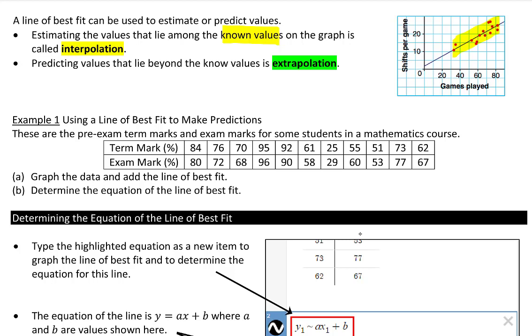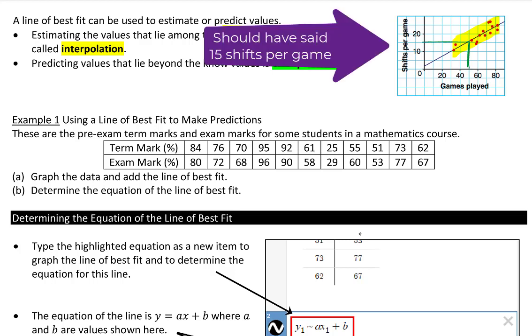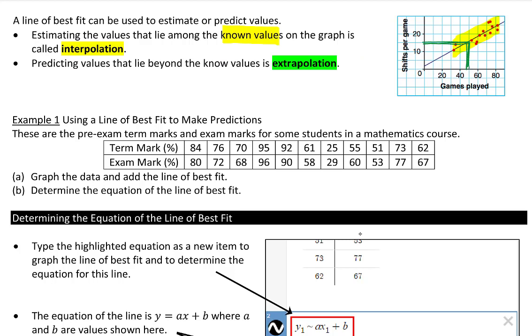Let's say if a player played 50 games, I could predict that they had about 10 shifts per game. And notice, since this green line falls within our range of points, that would be called interpolation.